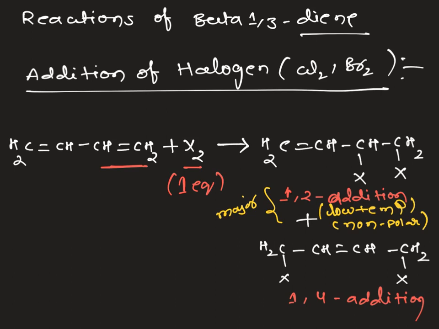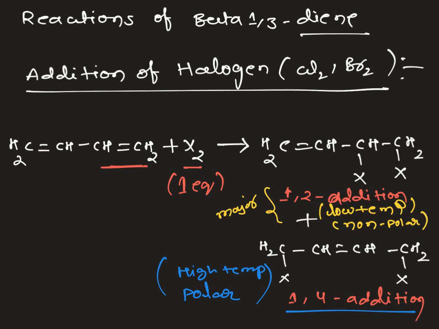If I go to the other condition, that is high temperature and polar solvent, 1,4 addition is always favorable. In the first case, breaking one double bond forms a carbocation, and immediately X will react, and this can take place at lower temperature. But the double bond migration usually takes place at a high temperature, and the carbocation which is formed is stabilized by the polar solvent.